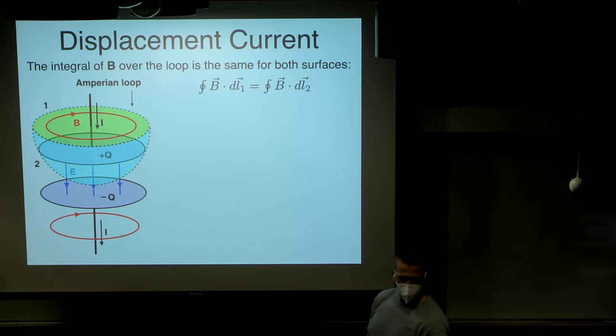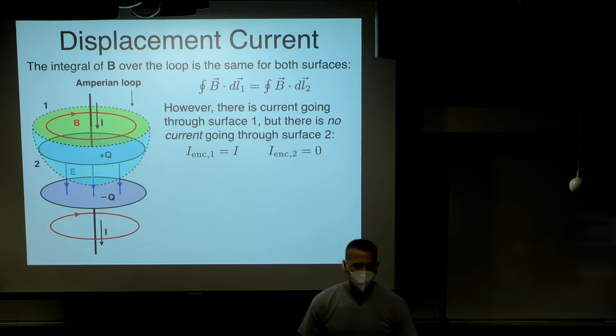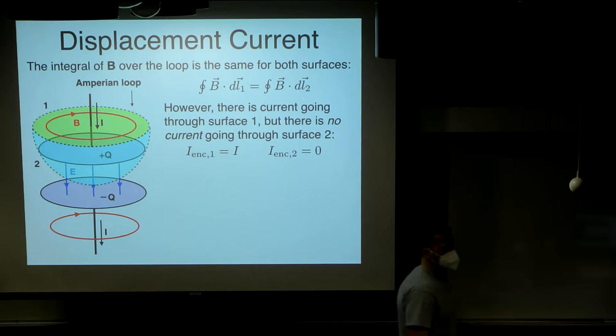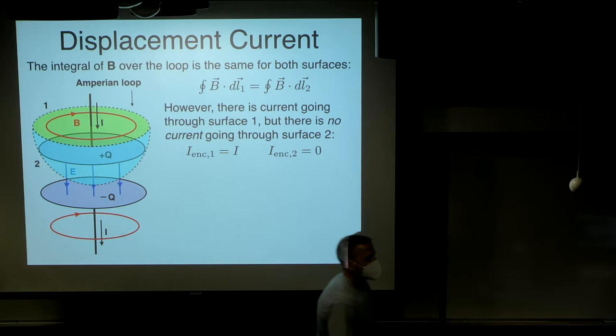Okay. But here's the problem. Here's where the problem comes in. We established B dot dL is the same for the two surfaces. However, the enclosed current, which is the other side of Ampere's law, is not the same for both surfaces, okay? For surface one, we have whatever current is in this wire piercing right through it. So how much current we're enclosing is I. For surface two, again, we've specifically avoided, we've constructed our surface so that the current does not pierce through it, and so we're not enclosing anything, okay?